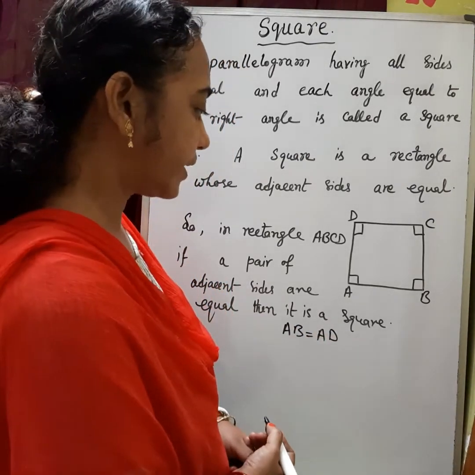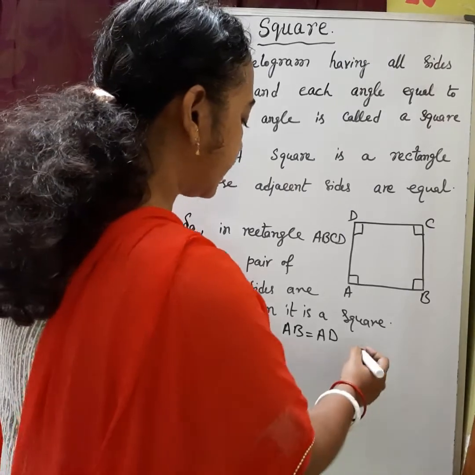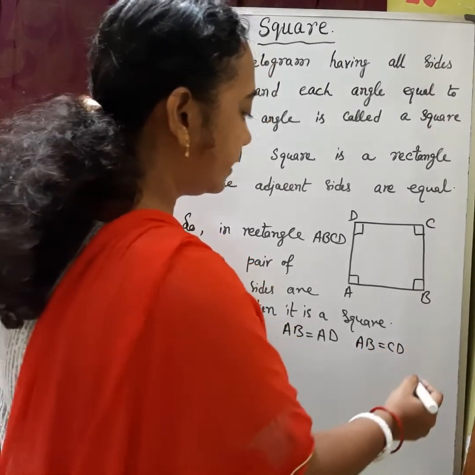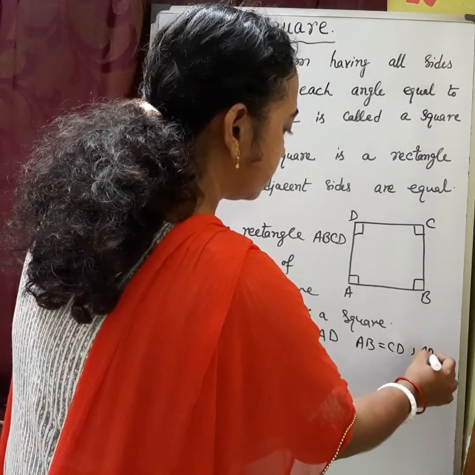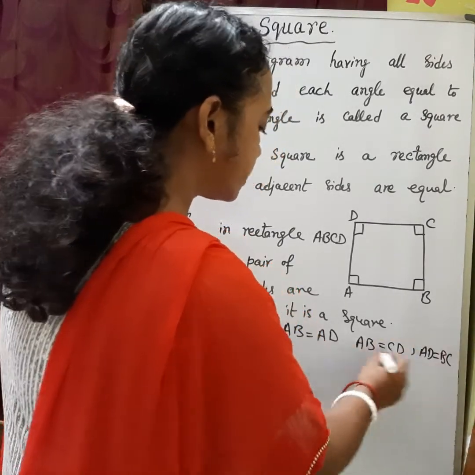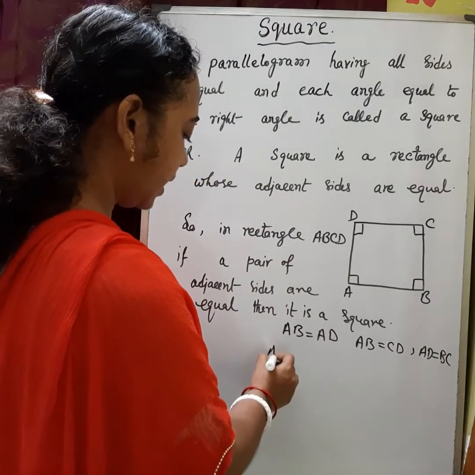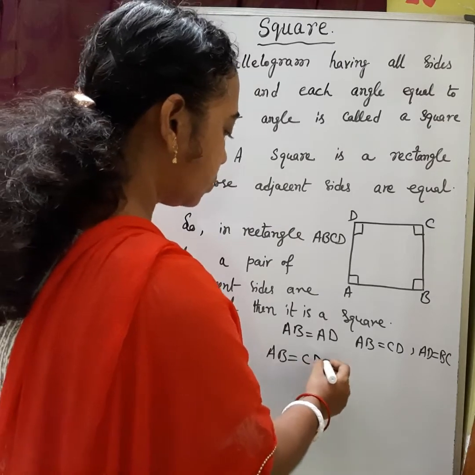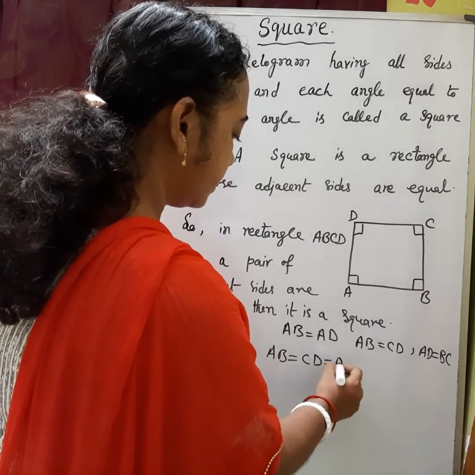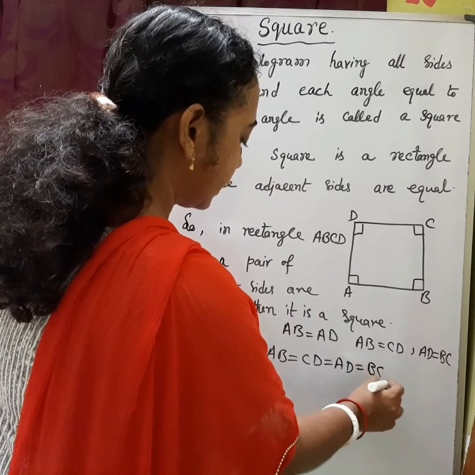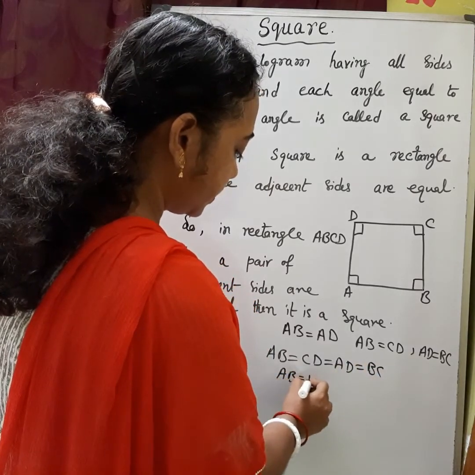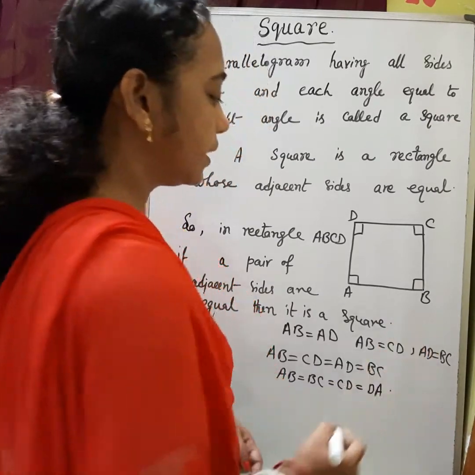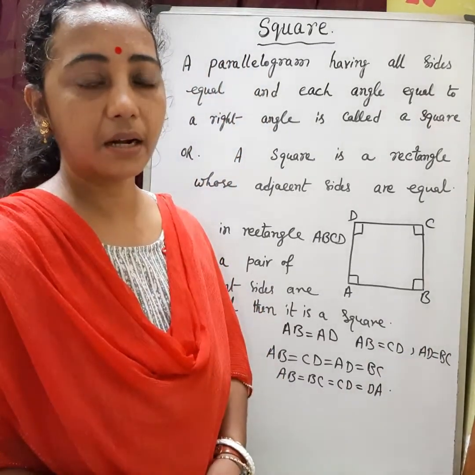Also, we know that in a rectangle opposite sides are equal, that is AB is equal to CD and AD is equal to BC. So from these three equalities we can write AB is equal to CD is equal to AD is equal to BC. That means AB is equal to BC is equal to CD is equal to DA. That means in a square all sides are equal.